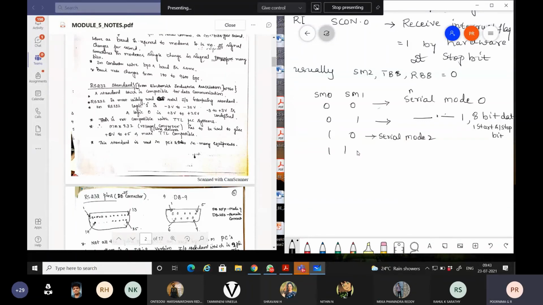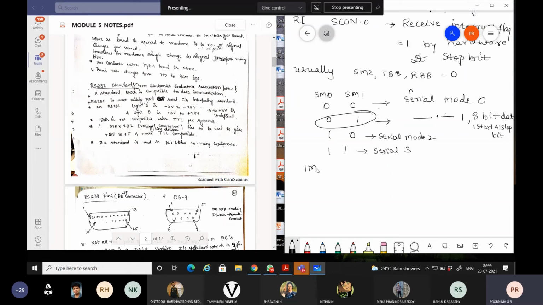Mode 2 and this 1, 1 represents serial mode 3. Of the 4 modes we have seen for serial communication, mode 1 is the one usually preferred, not mode 0, mode 2 or mode 3. We are not going to make use of those. So this is about serial communication, and why we go for this particular mode 1 only.